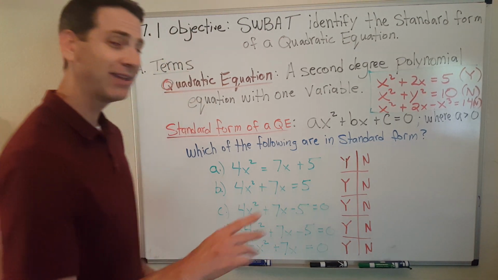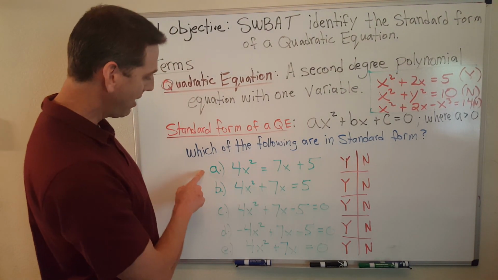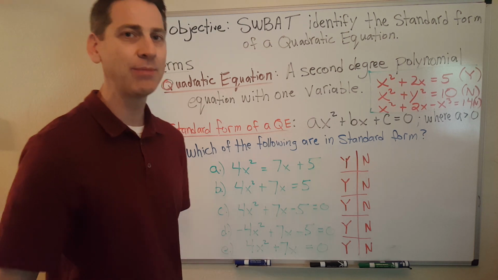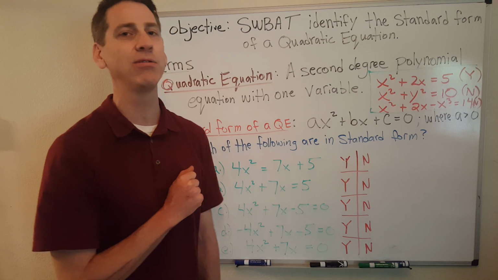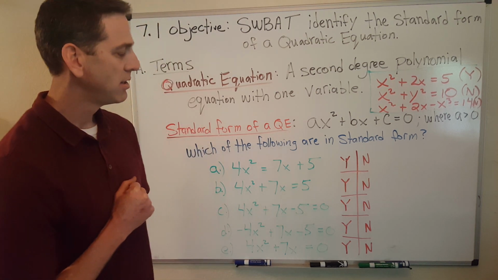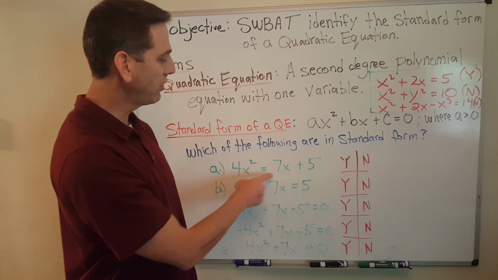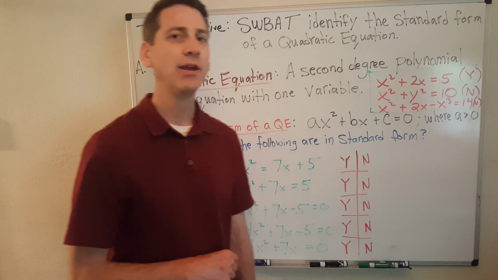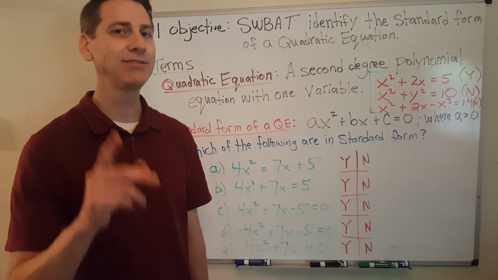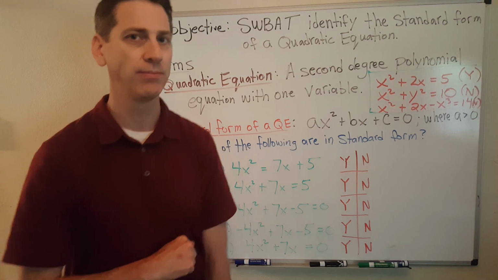Okay? So let's take a look at some of these green examples here. I have 1, 2, 3, 4, 5 different examples. I want you to know which of the following are in standard form. So let's start with the first one, letter A. I have 4x squared equals 7x plus 5. Okay, pause the video and answer the question, yes or no, if that's a quadratic equation in standard form.